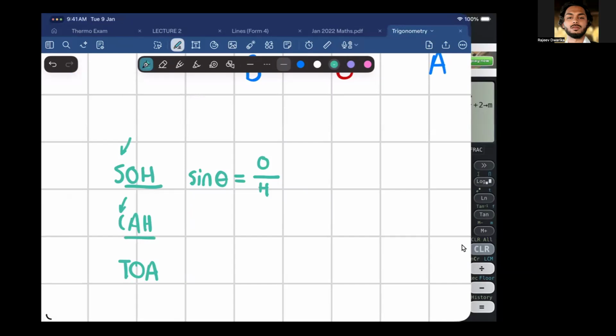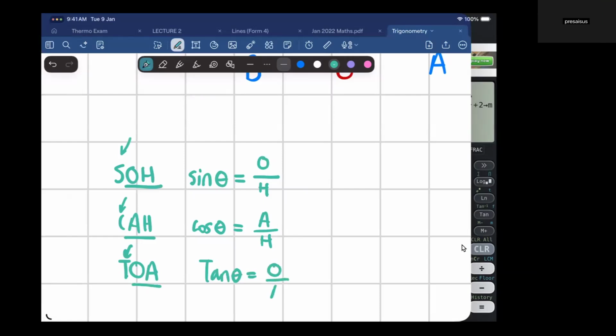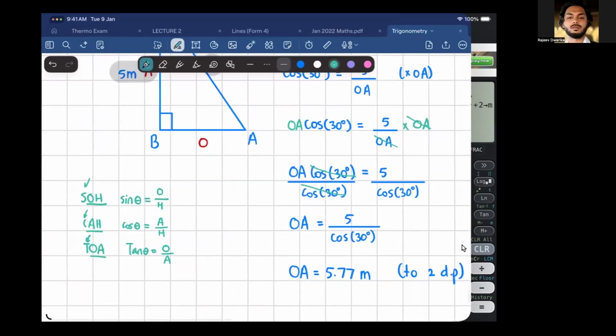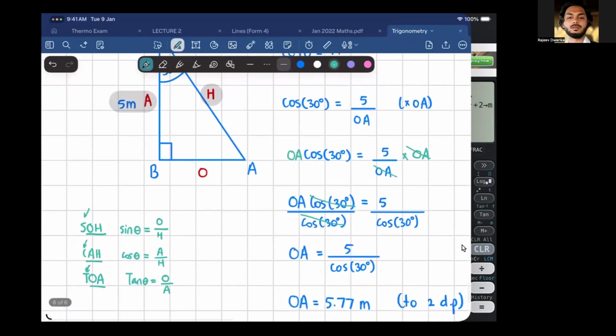C stands for what? Cosine. What is A? Look at the order, CAH. So cosine is adjacent over hypotenuse. And the T stands for tan, right? So tan theta is equal to O over A. So you don't have an excuse now. You know what it is, right?